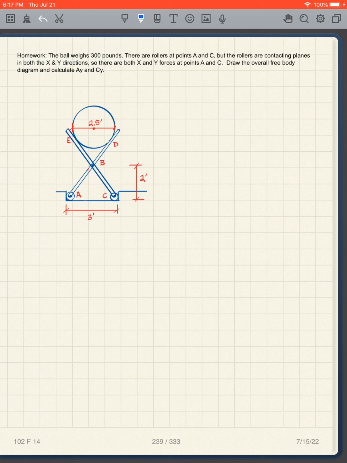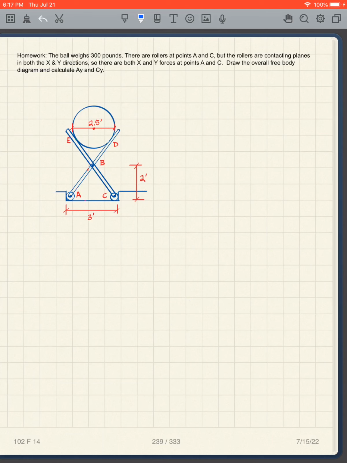However, the rollers are contacting planes in both the X and Y directions. So these are not rollers that only contact in planes that are X direction planes. They contact both the X and Y, so they're like that. They're not really rollers in a sense, they're more like pins.